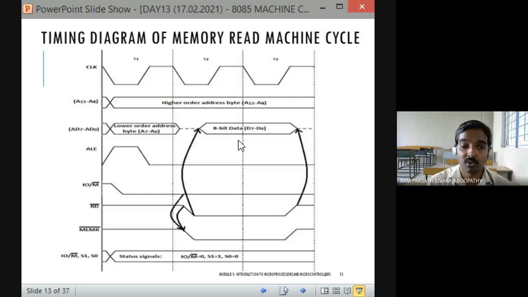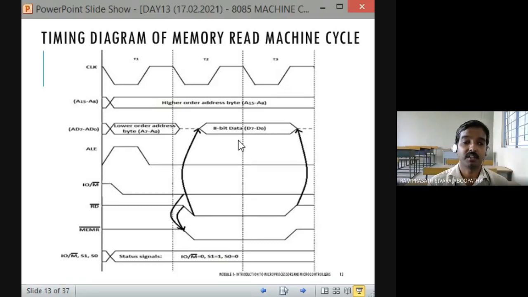So how many T states does it take for memory read operation in total? 3 T states. What about the number of T states for opcode fetch machine cycle? Yes, 4 T states. Very good.